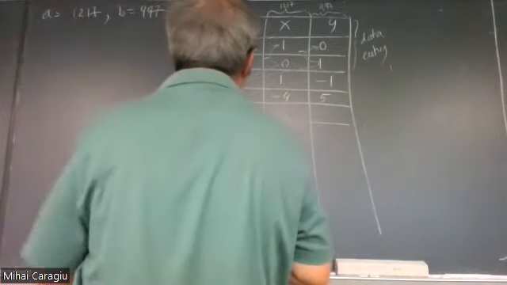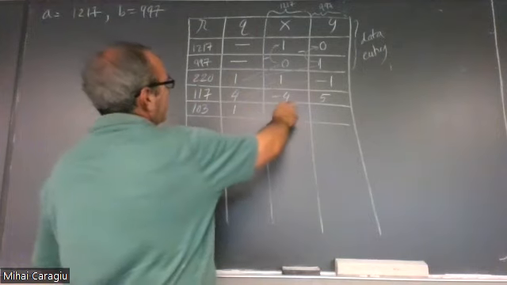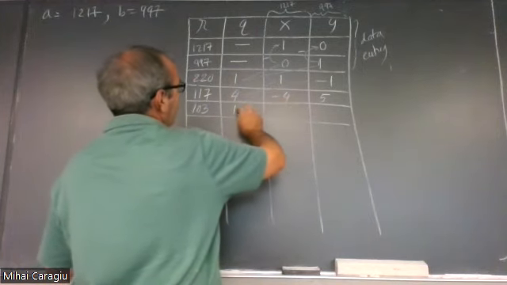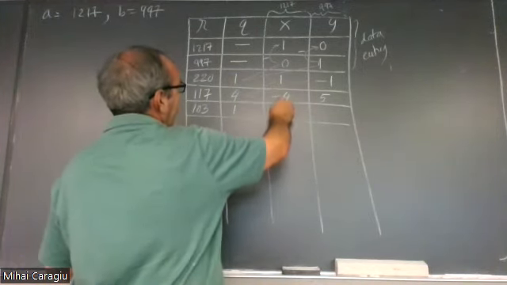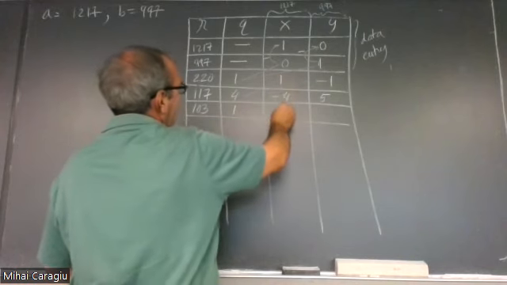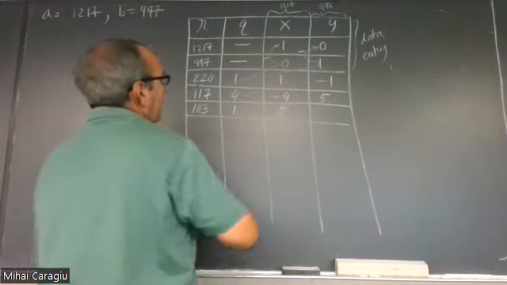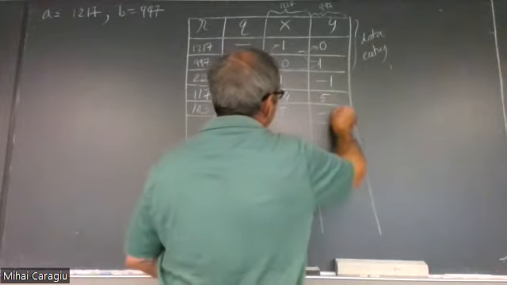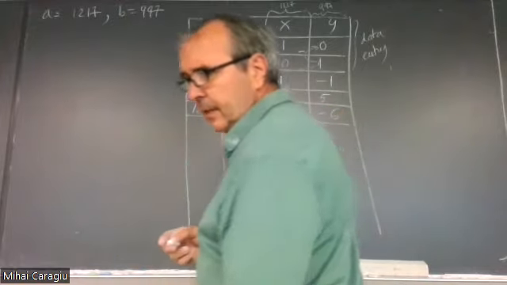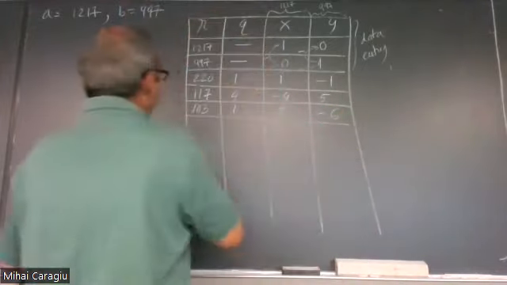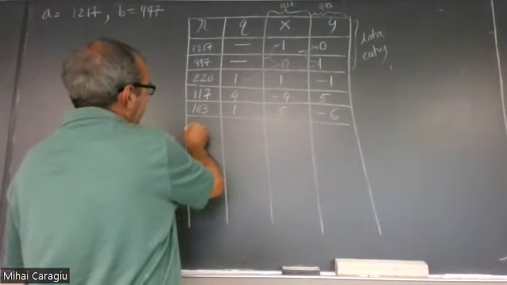103. Now let's update the values for x and y. Multiply and subtract. 1 times minus 4 is minus 4. Subtract minus 4 from 1 is 5. Subtract 5 from minus 1 is minus 6. So I got a 5 and a minus 6. Next, the remainder did not get to 0.